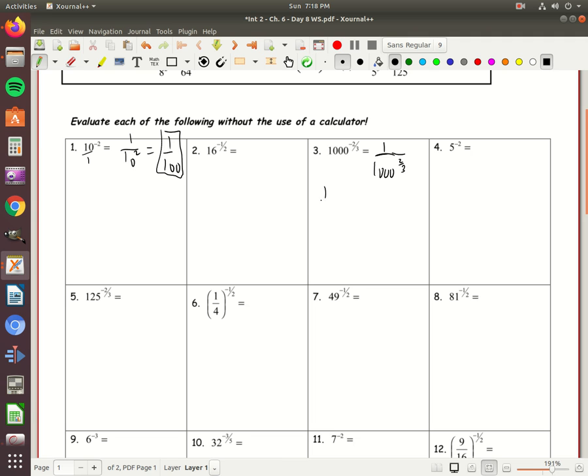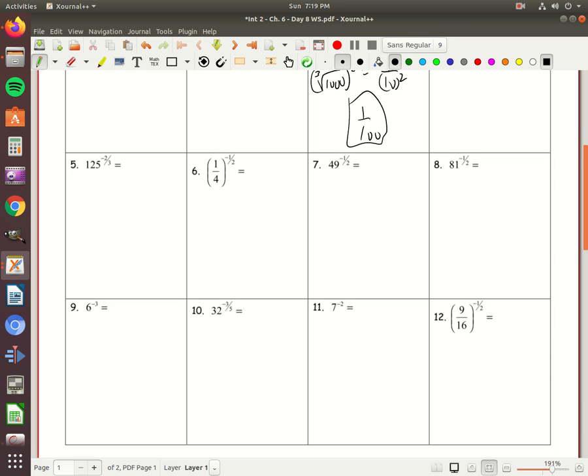Because we know that we're going to take the cube root of 1,000, and we have 2 of them. So what number times itself 3 times equals 1,000? Well, that number's 10. 10, 100, 1,000. So we're going to say it's 1 over 10, but I have 2 of them. So it's 1 over 100. So we get the exact same answer as we did on number 1, but they look totally different. So some of these are easy. Some of these are a little bit more difficult.